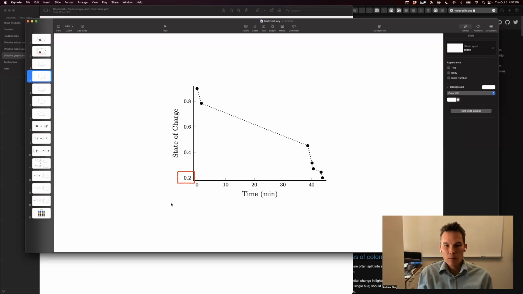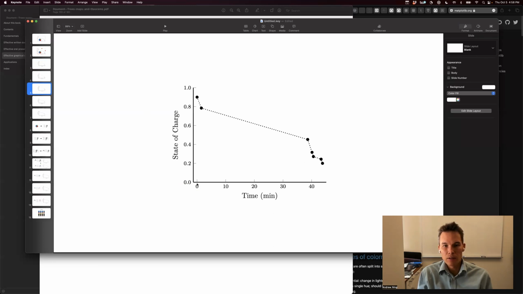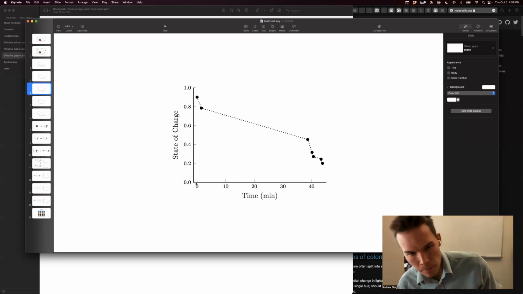Then this is an important thing. You want to be careful how you present the data. Here, this is what we'd call a suppressed zero. It's a little bit misleading because it makes it look like this is going all the way near to depletion, but that's not the case. Zero is actually down here. So we should show that.